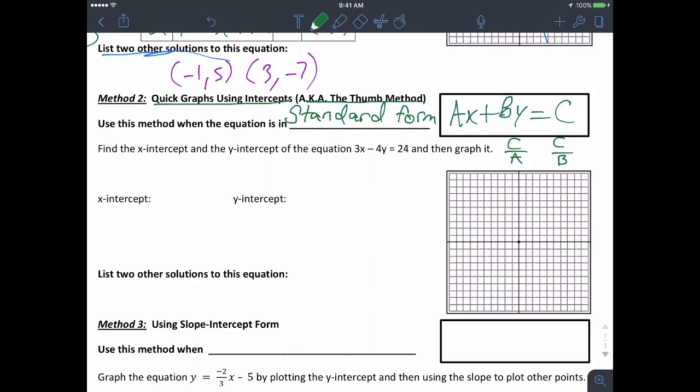Now, for the x-intercept, we know that every x-intercept has a y that is 0. So what I'm going to do is I'm going to cover up with my thumb.